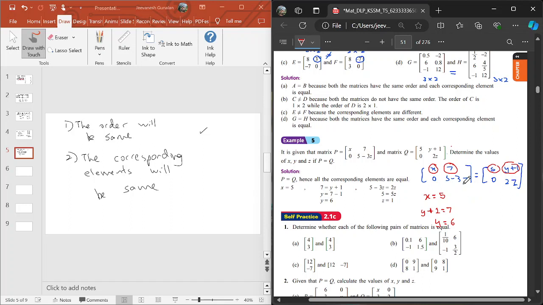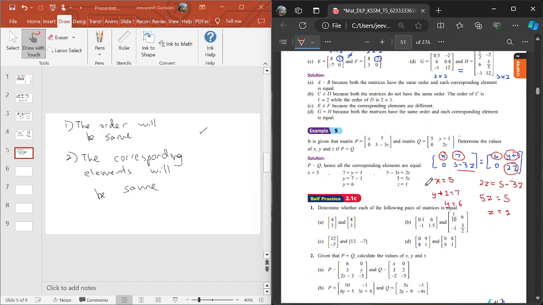And now this, 2z, which is this, must be equal to this, 5 minus 3z. So if I do the algebra, I'll get 5z equals 5 and z is equal to 1. So it's pretty straightforward and simple.